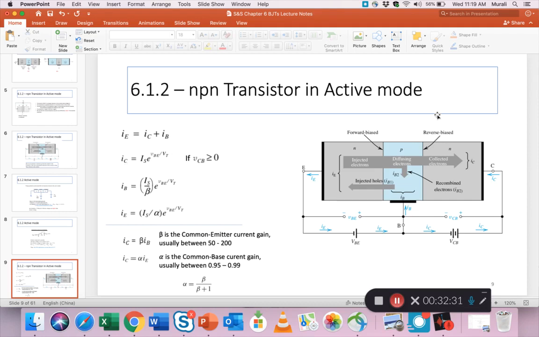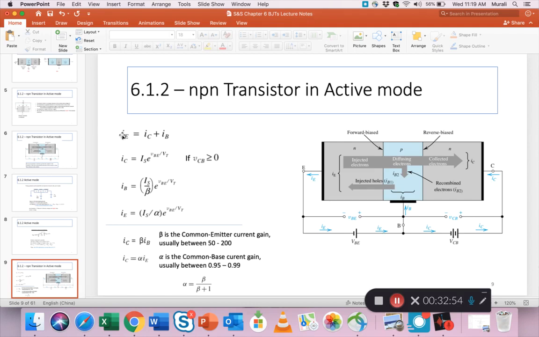The relationship has the same exponential form, and as long as VCB is greater than 0, that means it's forward biased. This relationship, the diode equation for the current, is now used, and we call the left side the collector current. So that's the first thing that we come up with.